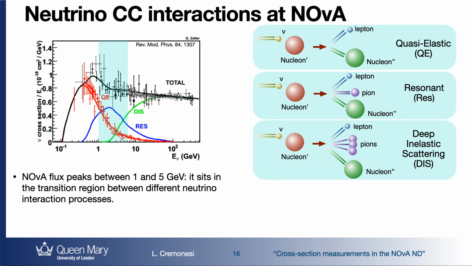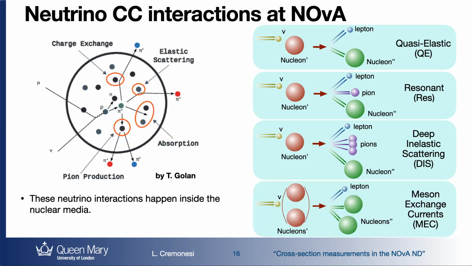So far, I gave you a very simplistic overview of how neutrino interactions work, but what's actually happening is that these interactions happen in the nuclear medium. And so we have nuclear effects to account for as well. A nuclear effect that only became apparent in the past few years is meson exchange currents. This is an interaction in which the neutrino interacts with two nucleons at the same time, and then produces basically a different pair of nucleons.